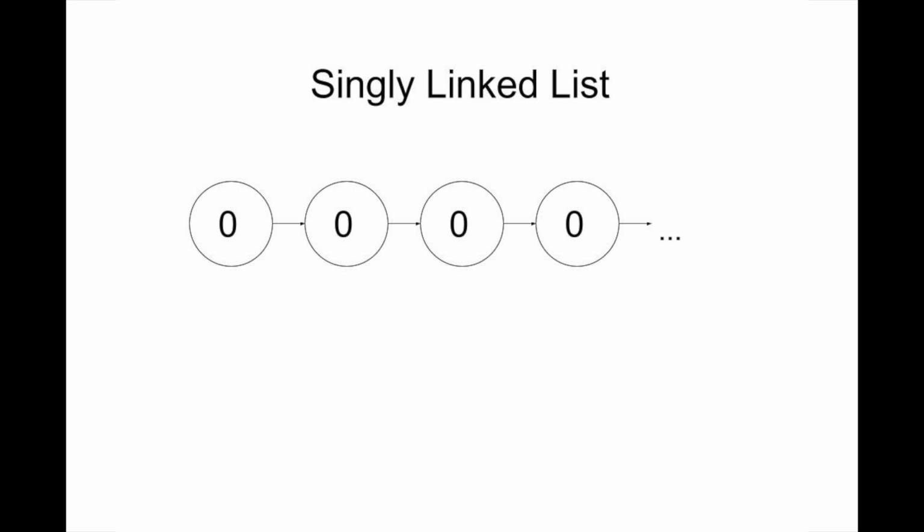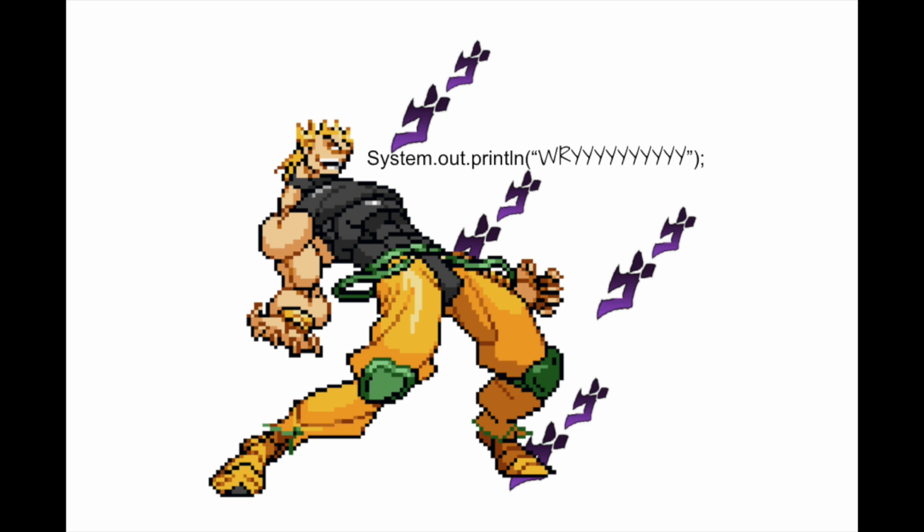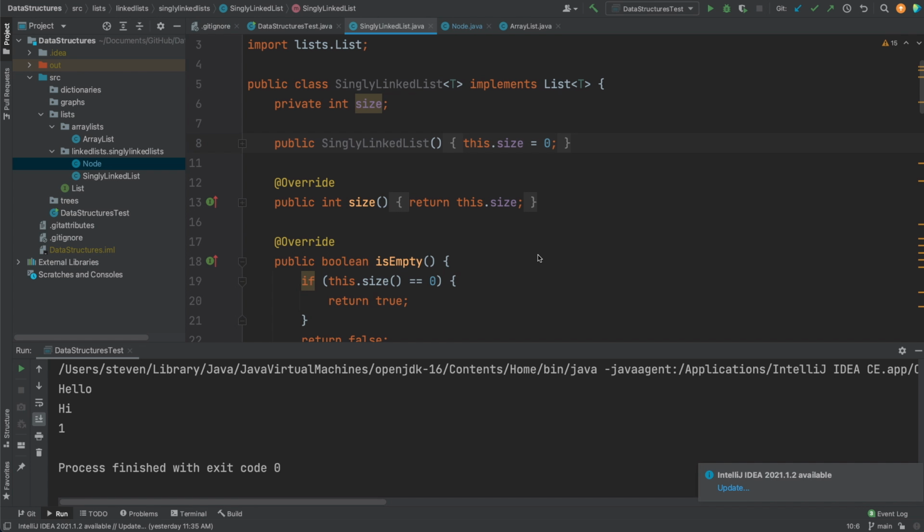And technically, that's all you need to create a singly linked list, because all a singly linked list really is, is a reference to the head node and then a bunch of helper methods to make life easier. So everything from here on out is going to be making more formalized definitions of that helper stuff. So let's look into our new singly linked list class.